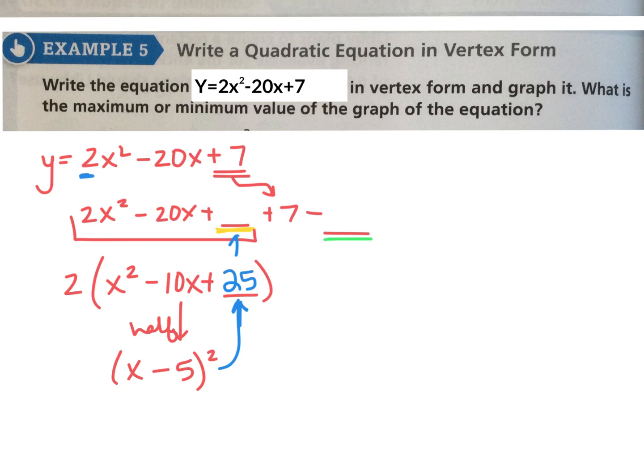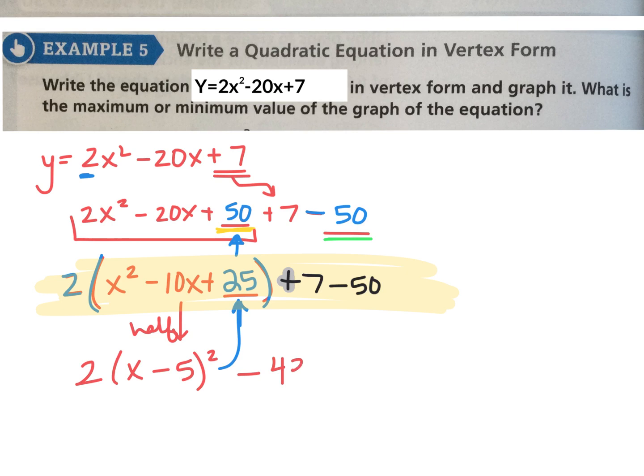But when I go up the next level, what I need to remember is this number isn't really 25. It's 2 times 25. So really this number is 50. And if I add 50 on the right side of the equation, I also need to subtract 50 from the right side of the equation. So following what I have now on this second line, I've got plus 7 minus 50. And then if I simplify that one more step further, this is going to say 2 times x minus 5 squared minus 43.